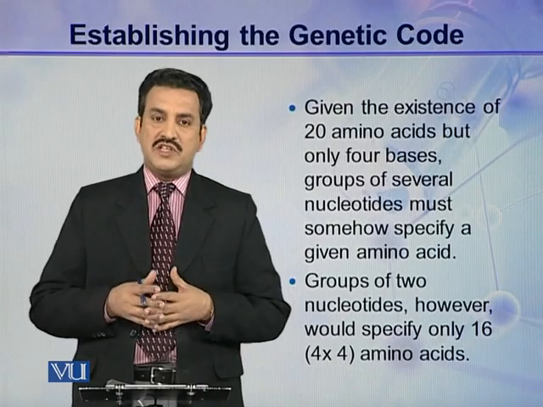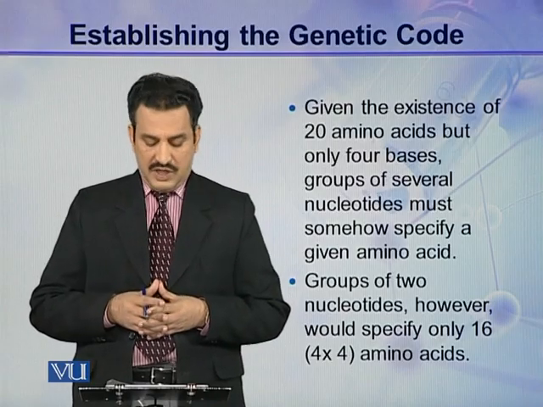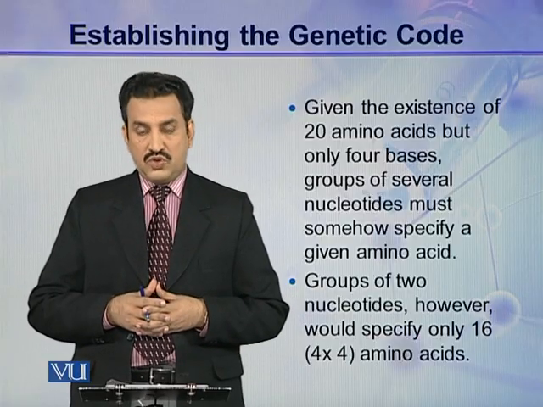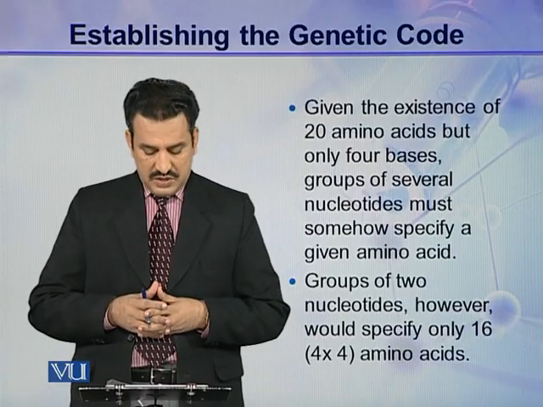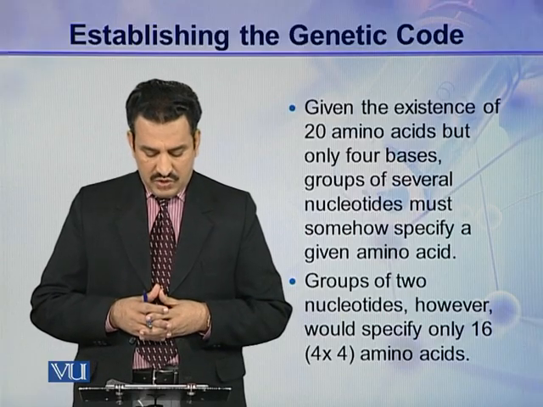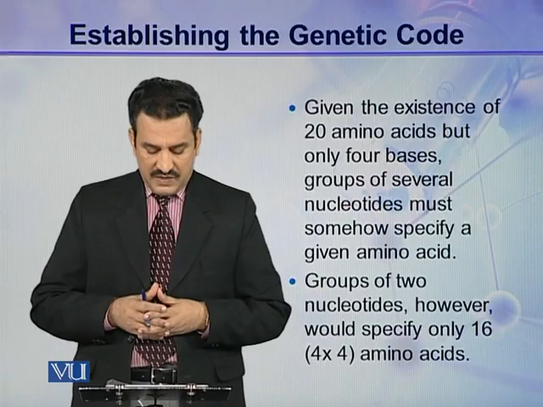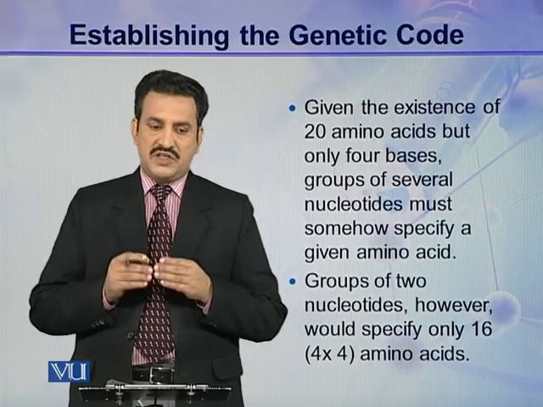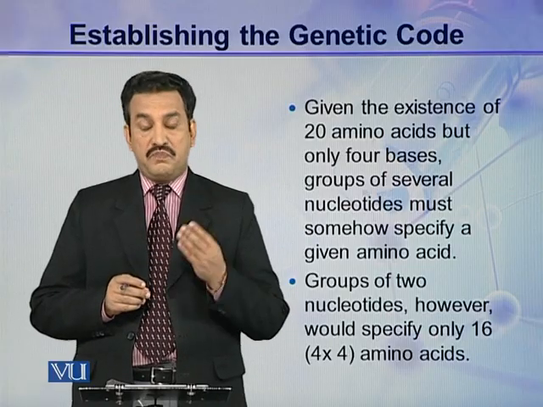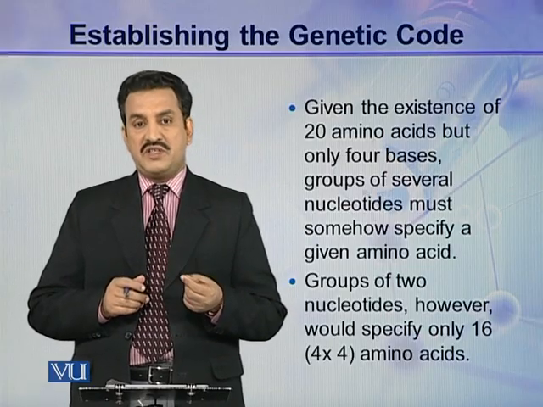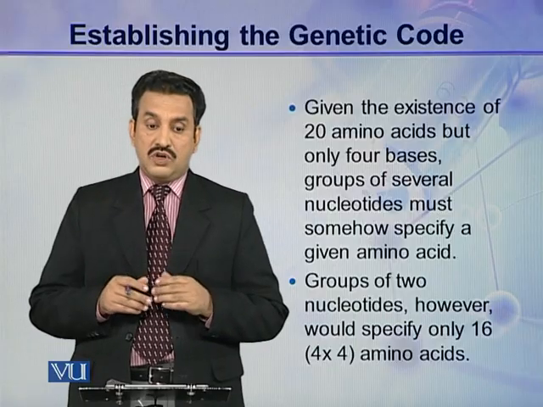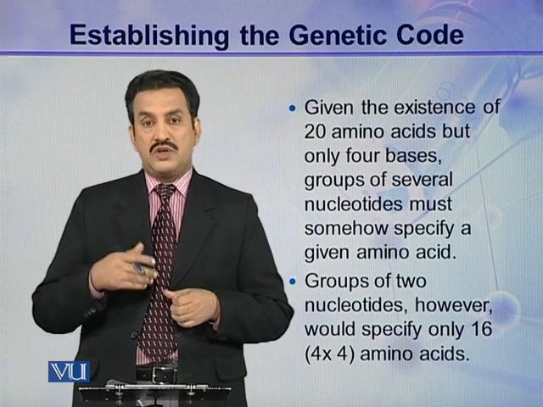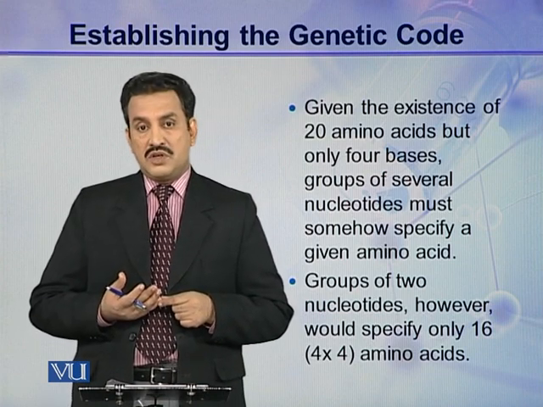Next, we will see how the genetic code was established. Given the existence of 20 amino acids, but only 4 bases, groups of several nucleotides must somehow specify a given amino acid. So, 20 different types of amino acids are present in the protein, but only 4 different types of bases are present in RNA or DNA. So, how could these 4 bases code for 20 different amino acids?